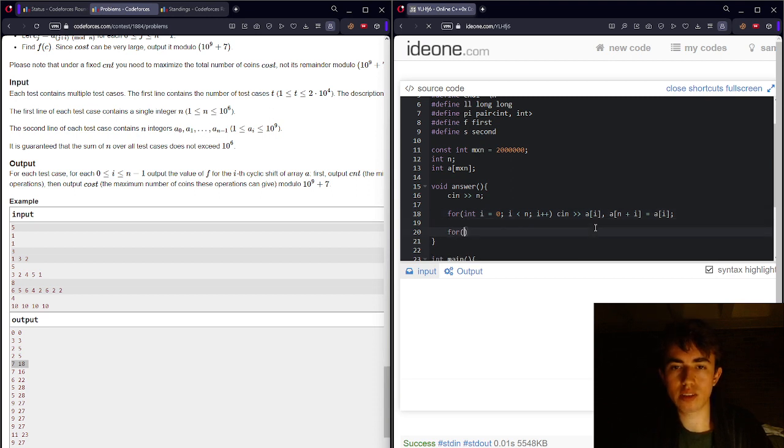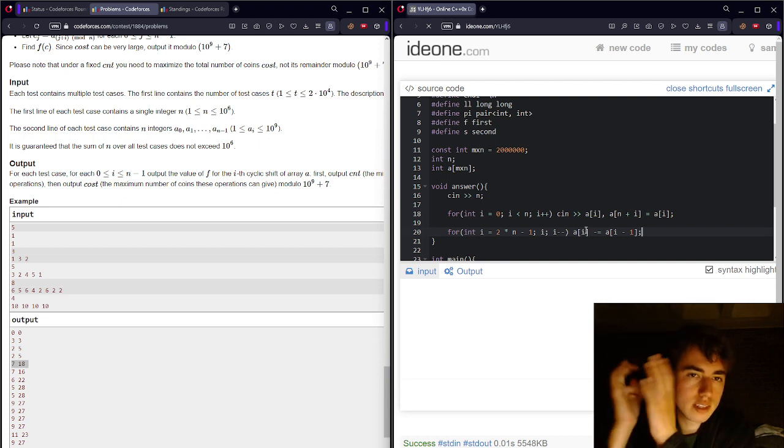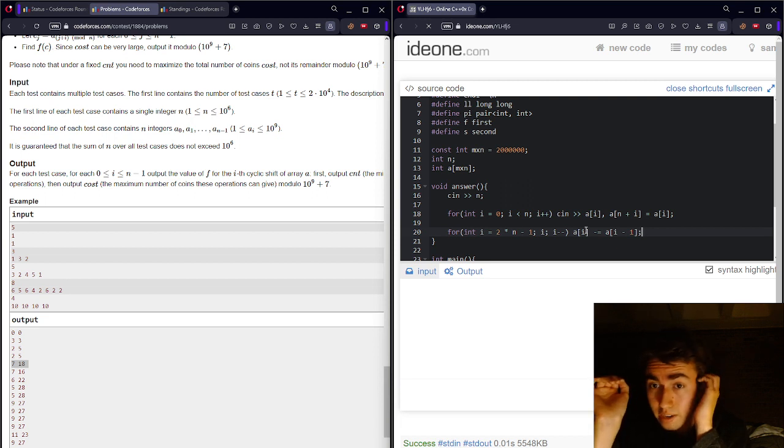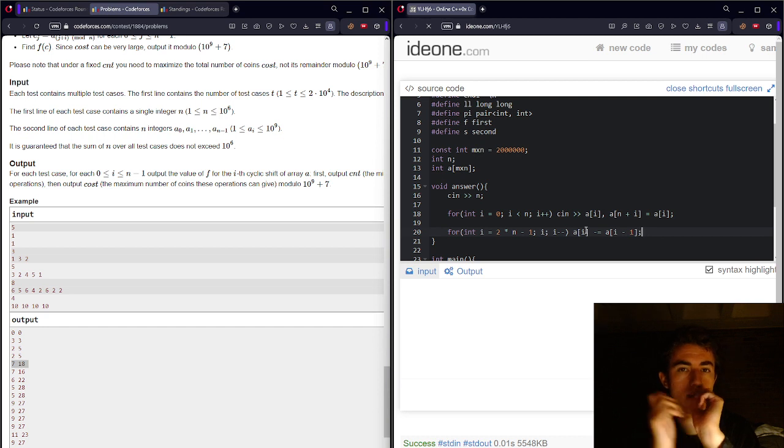And then now let's go. I minus equals a of I minus 1. Okay, now we've got all the difference arrays. And now what we want to do is just find the pairs. So how is that going to work, right? Let's just, I guess, readily hold a set of unpaired things.